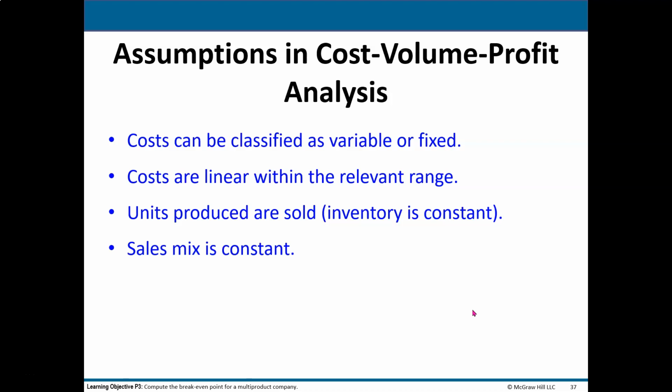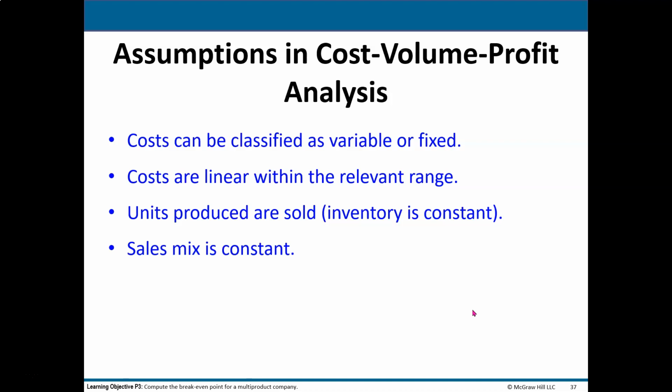We're making an assumption that costs are linear within a relevant range. So if I graph it out, I'm going to have a straight line. So that's what I mean when I say costs are linear. The costs are a straight line if I were to graph it out. My variable costs per unit are going to remain the same, and my fixed costs in total are going to remain the same. So it's going to be a straight line.